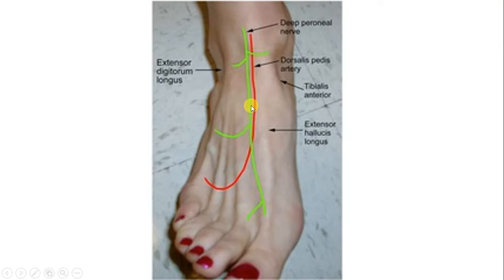Now it is entering into the foot, supplying the two muscles, and the cutaneous supply of this area, the first web between the big toe and the second toe, is supplied by the deep peroneal nerve.